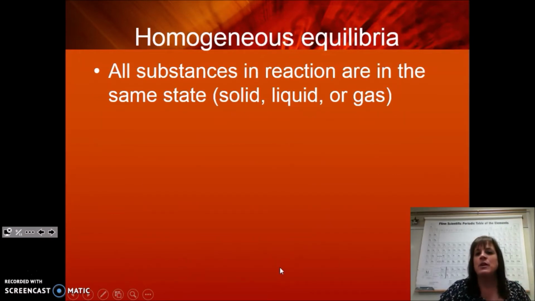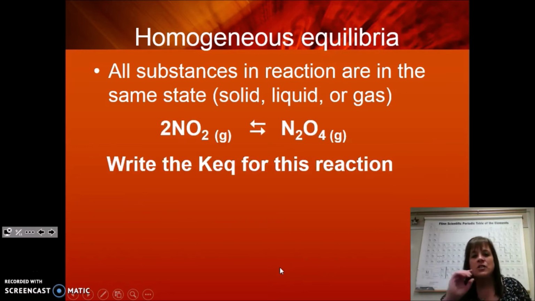A homogeneous equilibrium is when all substances are in the same state. So they're all solids, they're all liquids, they're all gases. So for example, this reaction, these are all gases. So this would be a homogeneous equilibrium. What would the KEQ look like for this reaction?